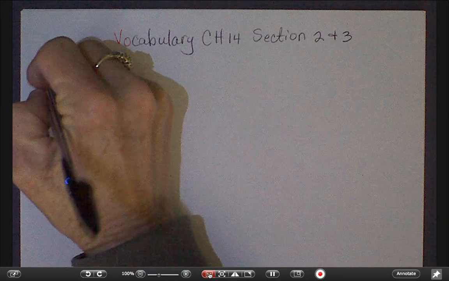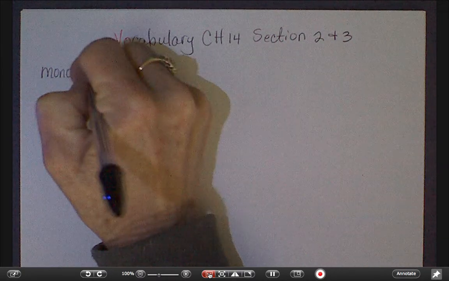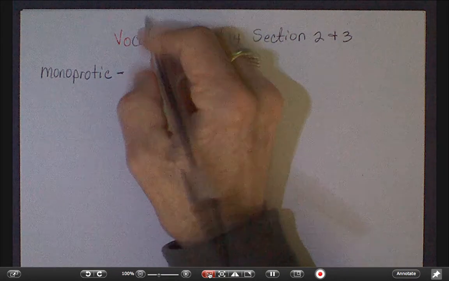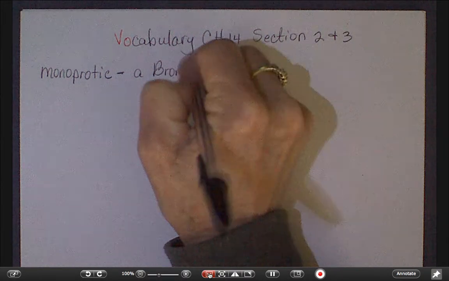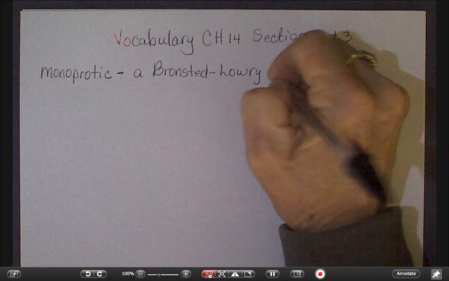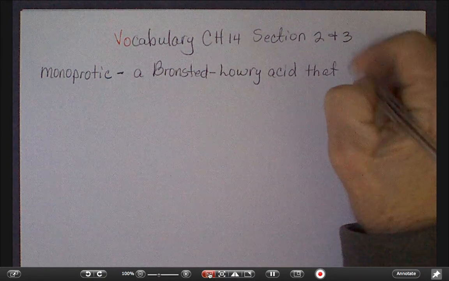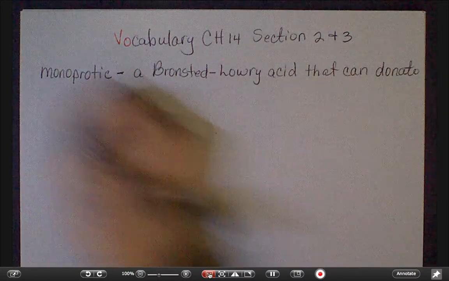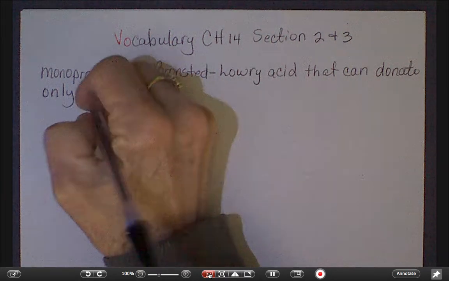First word is monoprotic. What does the prefix mono mean? A Bronsted-Lowry acid that can donate only 1 proton per molecule.